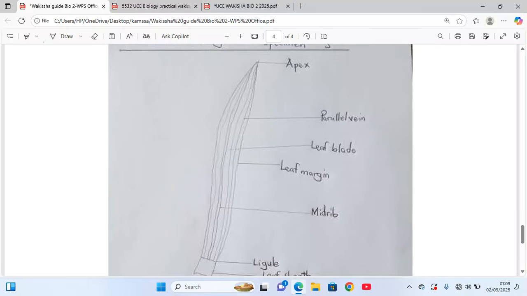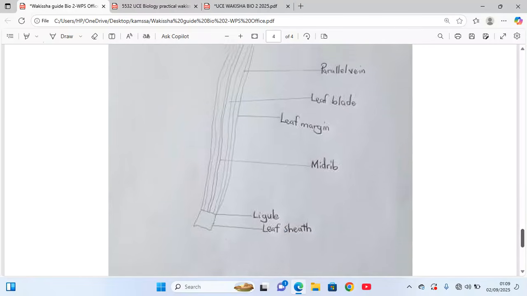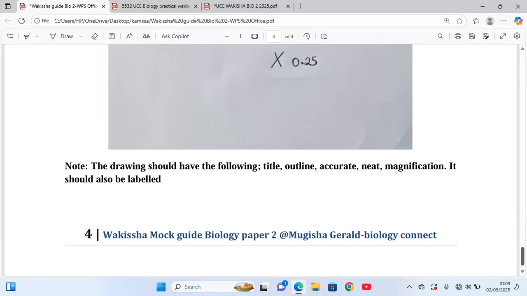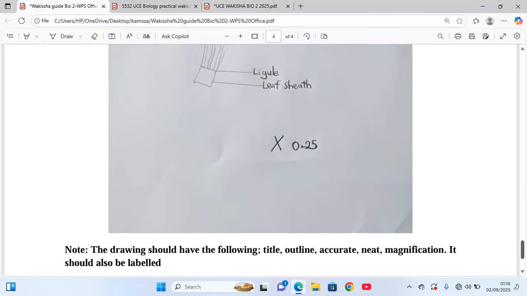And then the leaf sheath is that stalk. For monocot leaves, we don't have solid leaf stalks, we just have what they call a leaf sheath. And here they put a note for us that the drawing should have the following: title, outline, magnification. It should be accurate and neat. If it is a leaf, it should be a leaf, not a hide.